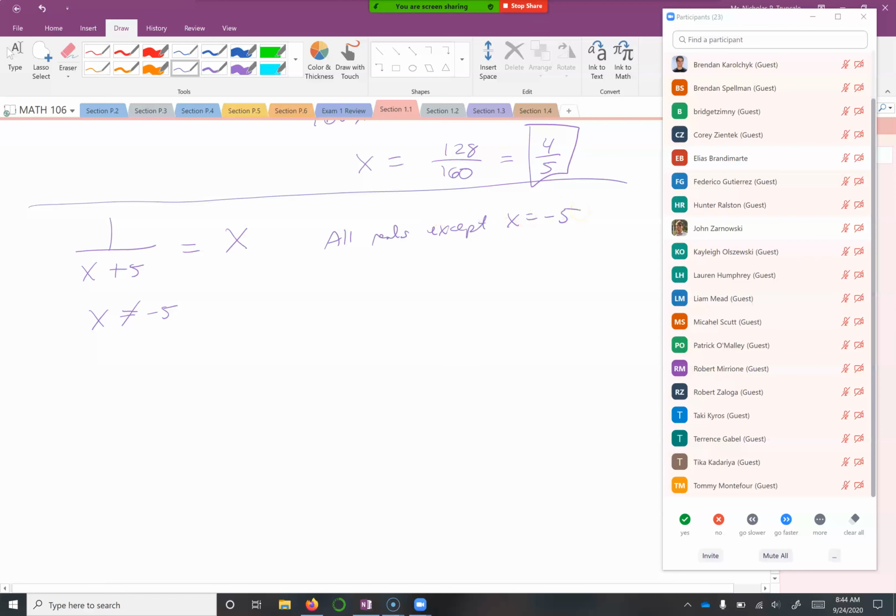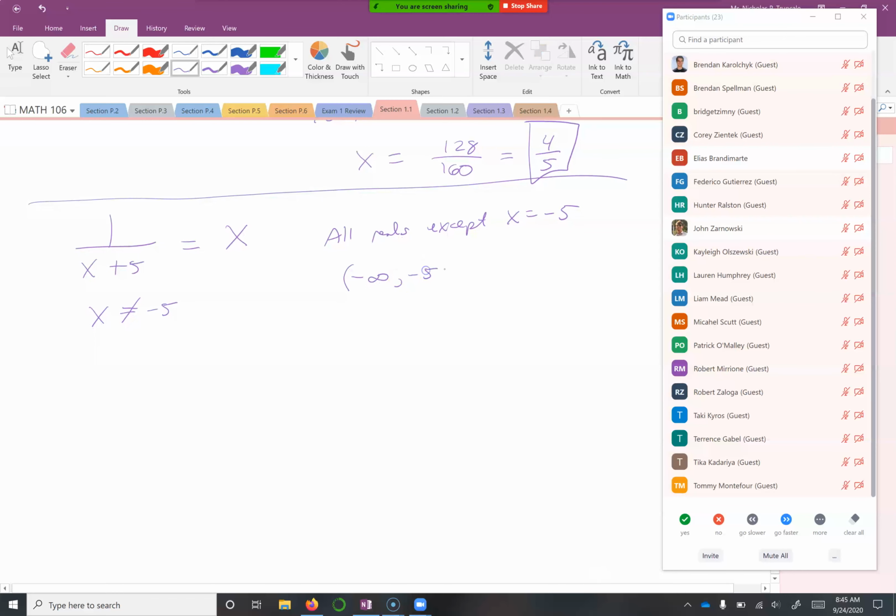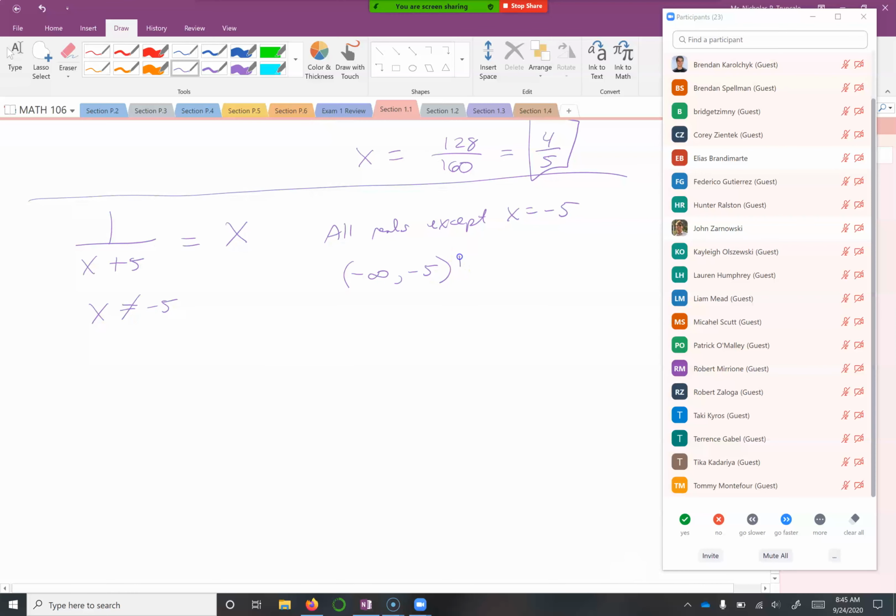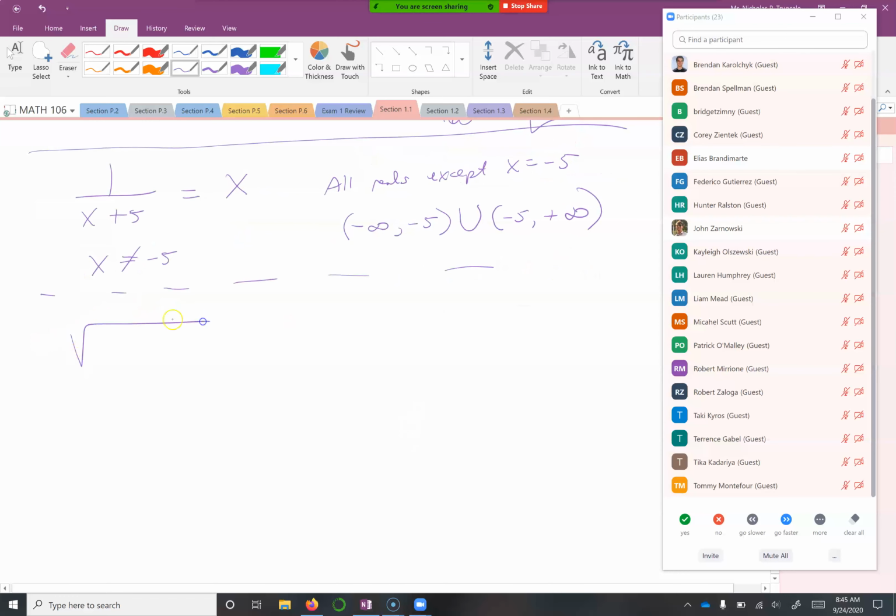Now, if you wanted to write that in interval notation, remember, you have to use a parenthesis for infinity. So -infinity all the way up to -5. Now, again, we're going to use a parenthesis here because we don't want to include -5. And then this big symbol is the union. So it's going to be that interval and this other interval from -5 all the way up to positive infinity. So that's if you have fractions, okay?